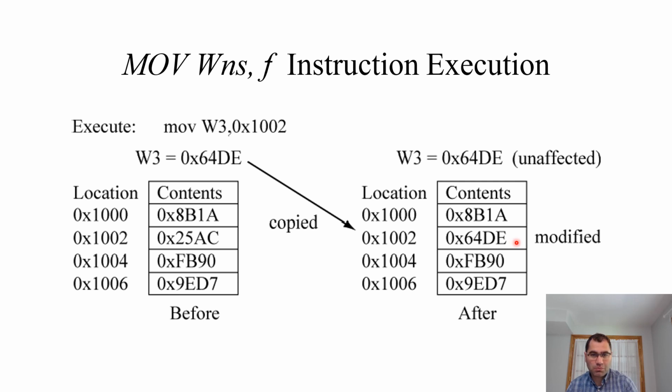Nothing really major here. What changed between before and after this instruction? This was the state before the instruction executed, and this is after. Nothing else changed except the content of this address. W3 is unaffected, because we are just copying the content of W3. We are not changing it.